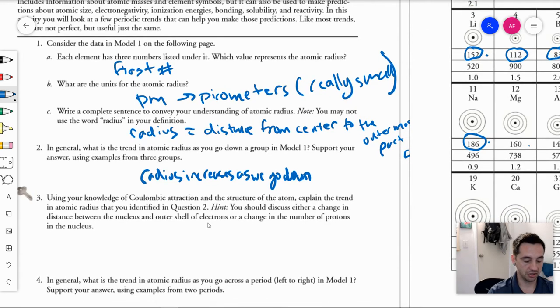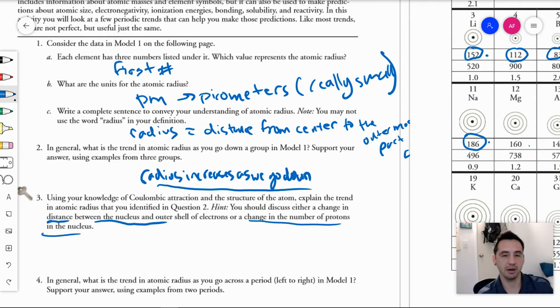Now, using your knowledge of Coulombic attraction, explain the trend that we just explained here. Radius increases as we go down. So we're either talking about change in distance between the nucleus and the outer shell, or the change in number of protons. Remember here we're adding energy levels. So as we move down, we're adding energy levels. Because we're adding energy levels, we're increasing the distance, we're decreasing attraction, the atom's getting bigger.